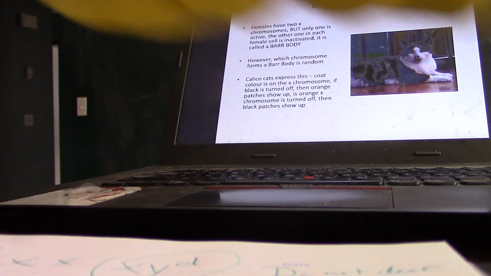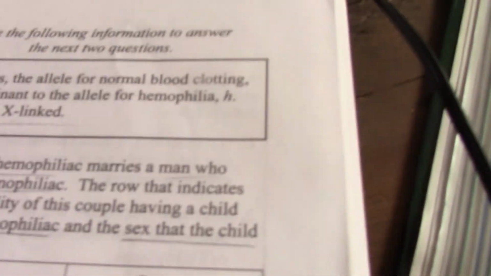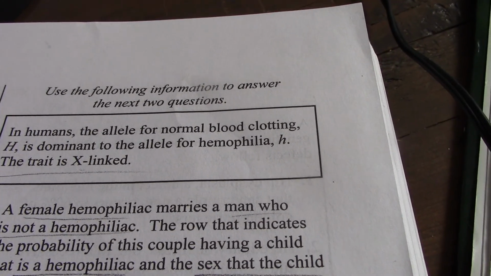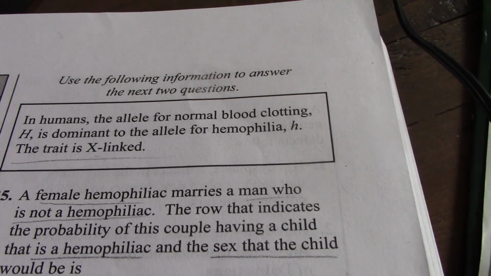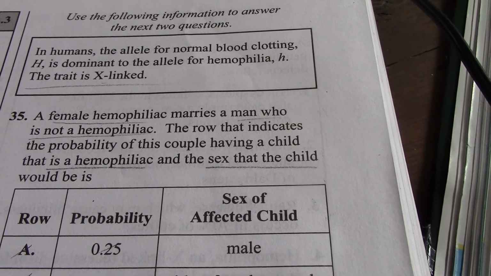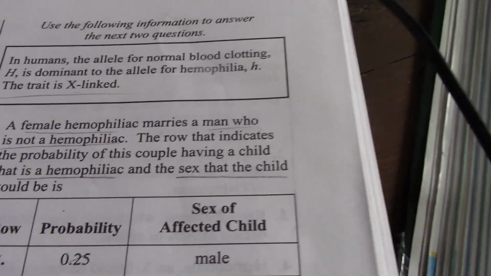Okay, so here's another good example of X-linked. Hemophilia is a very common X-linked trait as well. It's on the X chromosome. So this is in your key, page 101, numbers 35 and numerical response 8. Okay, so this says, in humans, the allele for normal blood clotting is dominant to the allele for hemophilia, little h. The trait is X-linked. A female hemophiliac marries a man who is not a hemophiliac. So this is kind of weird. So the female is a hemophiliac.